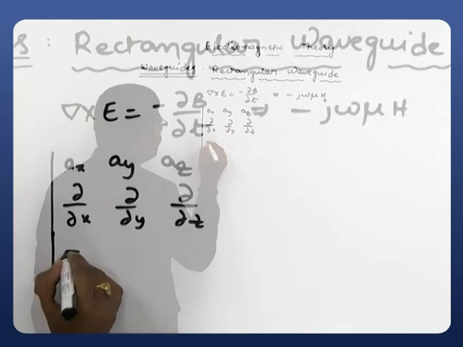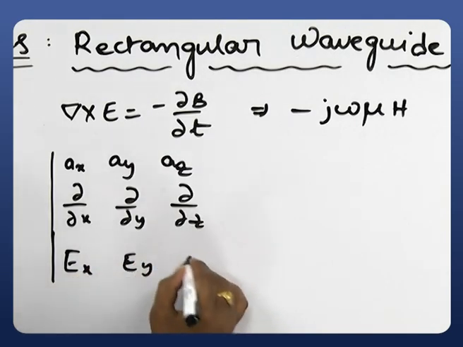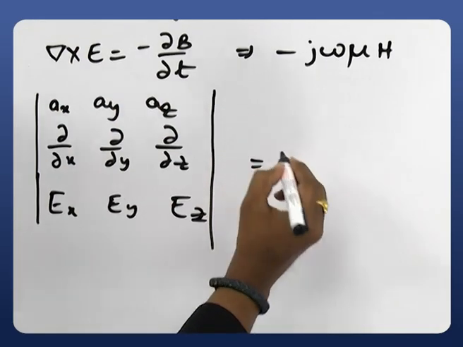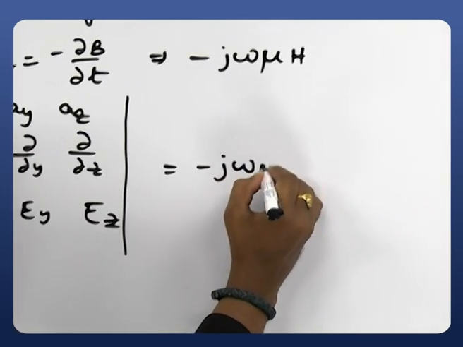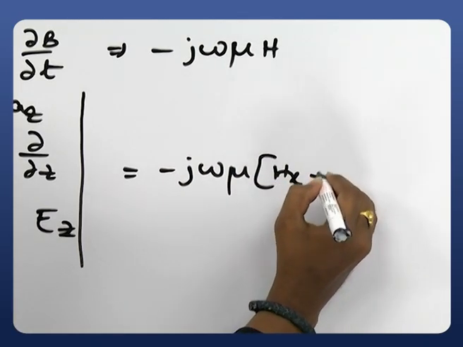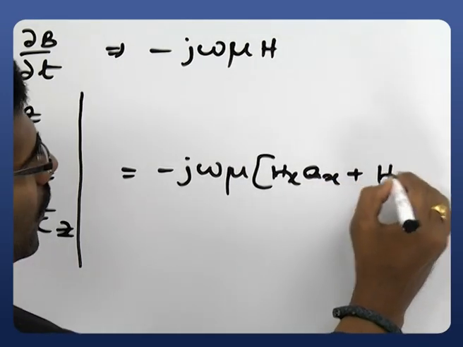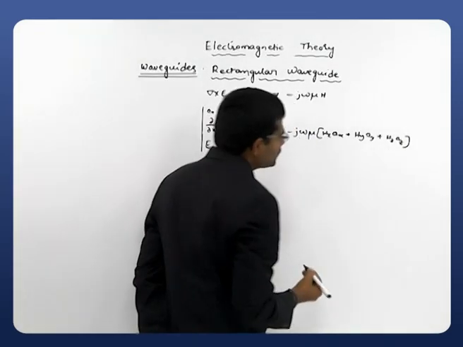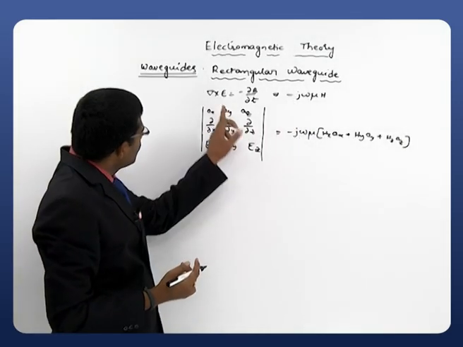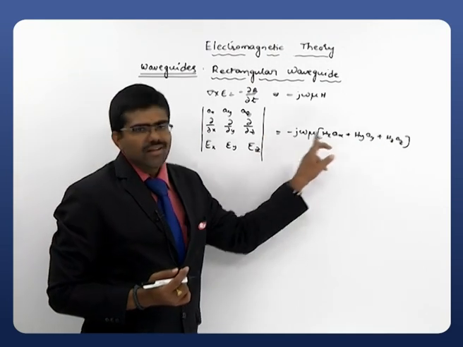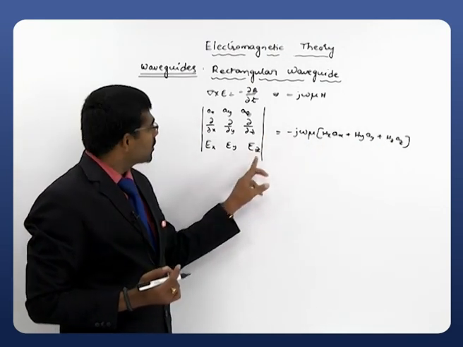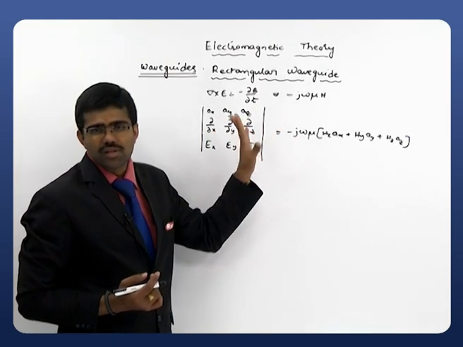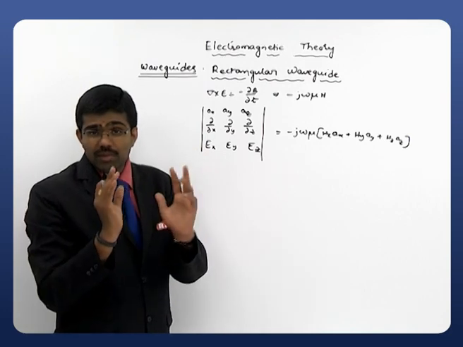And instead of E, you can write Ex, Ey, Ez. This is the left hand side term that I expanded from this curl, which equals minus j omega mu (Hx Ax plus Hy Ay plus Hz Az). So using a simple Maxwell's equation, just expand this curl operator, and on the right hand side you will have this term. Now after simplifying this, make Ax terms equal, Ay terms equal and Az terms equal. Some set of equations you will get, keep them aside.